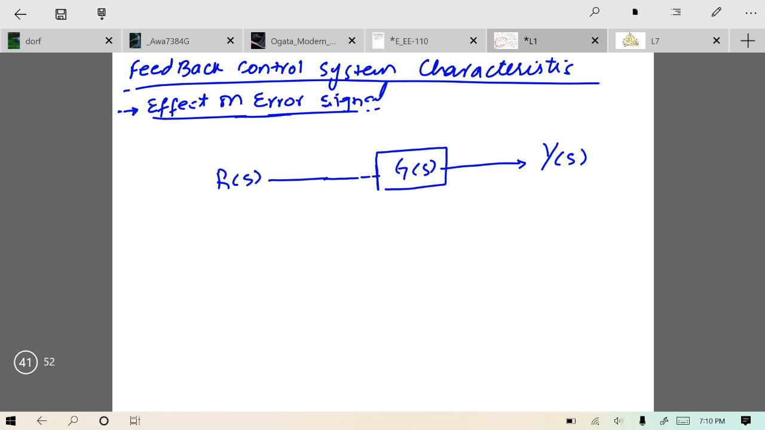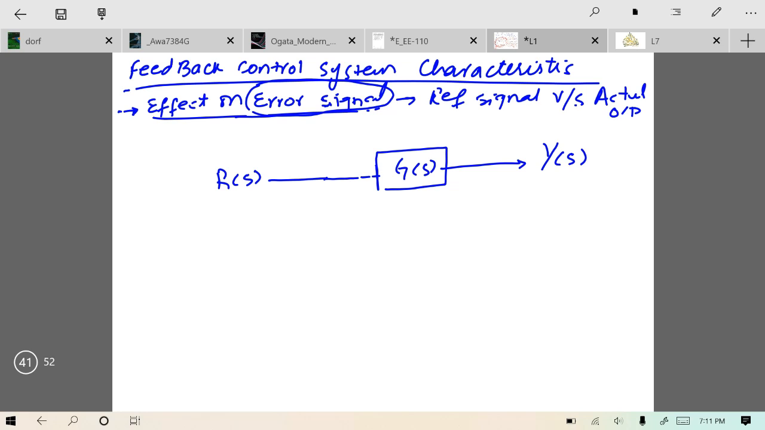Now what is an error signal? The error signal is the difference between the reference signal and the actual output. So the difference between the actual output and the reference output would give you the error signal.